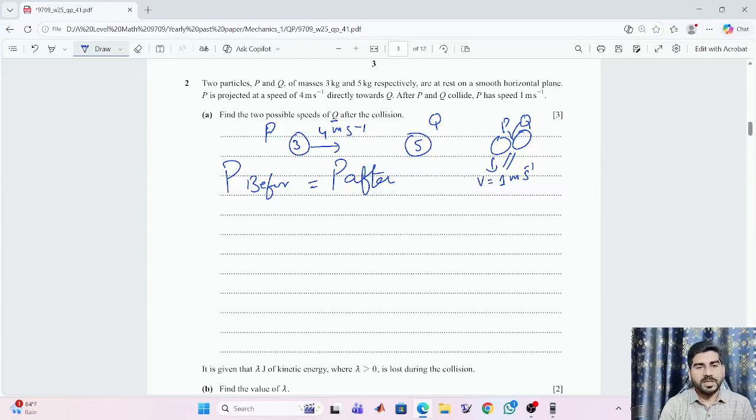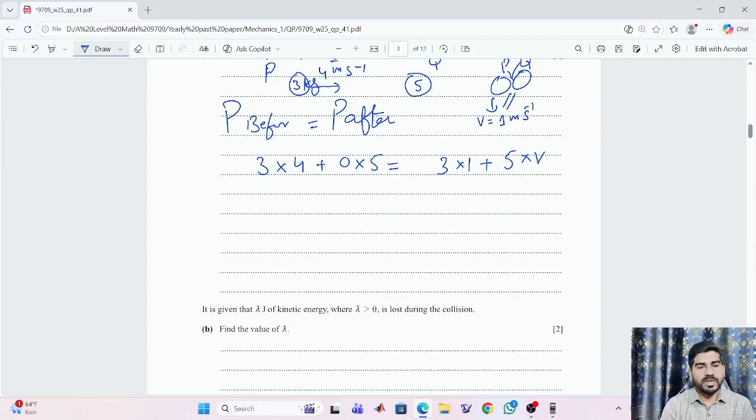The mass of P is 3 kilogram here. What will be the momentum before collision? It will be 3 times 4, mass multiplied by velocity. But Q is at rest initially, so its velocity is 0 and the mass is 5 kilogram. This is equal to the momentum after collision. After collision, the speed of P is 1 and the mass is the same, plus the mass of Q remains the same, but we want to find the velocity, so I can say velocity V.